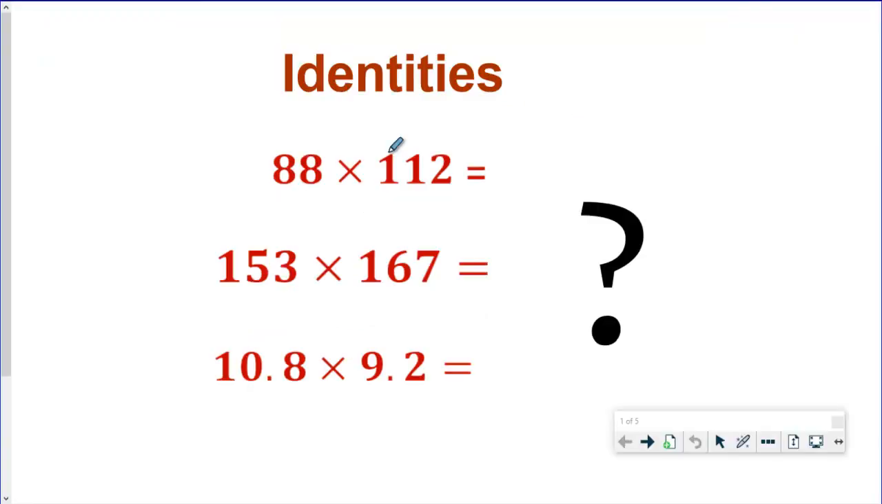Happy learning! Today we are going to see about multiplication of numbers by using identities. How will we multiply these numbers by using the identity?